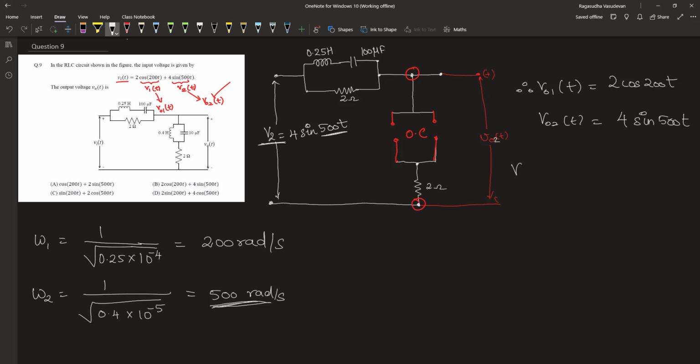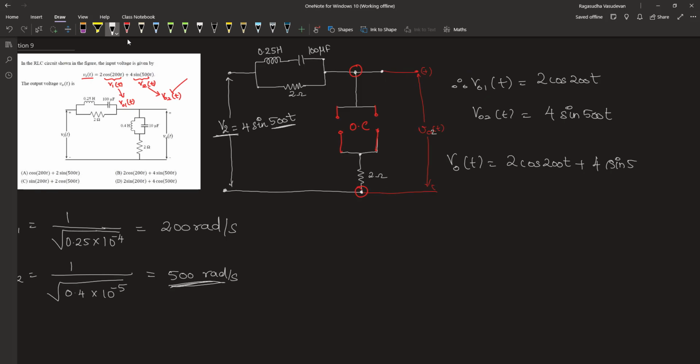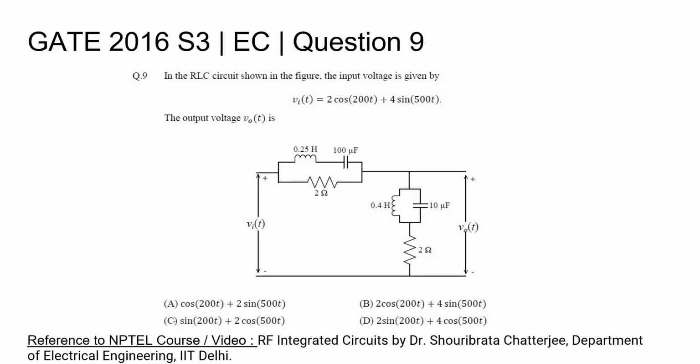Therefore, by superposition theorem, V0(t) is equal to 2 cos 200t plus 4 sin 500t. So the correct answer for this problem is option B, 2 cos 200t plus 4 sin 500t.